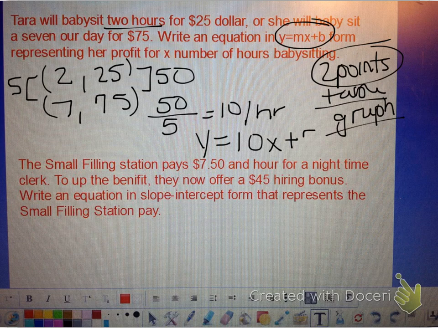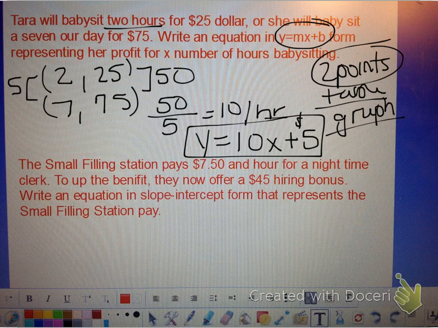So for some reason she's making a bonus of $5. Maybe that's for showing up. You know, if she drives to your house, she's going to charge you $5 before she even gets started. So then we're going to see if that works, and we're going to say 7 times 10 is 70, plus 5 is 75. So I'm 100% sure that this equation works, because I've tested it with both points and it works.